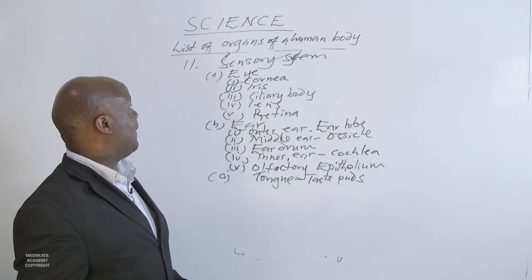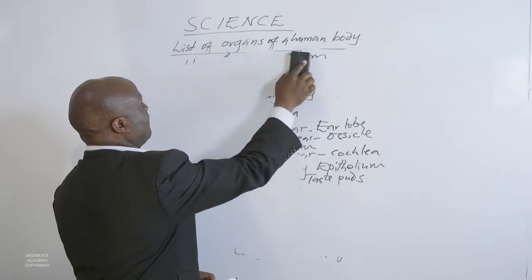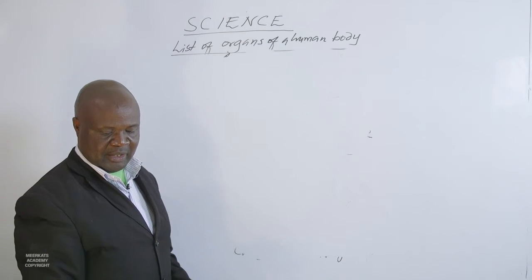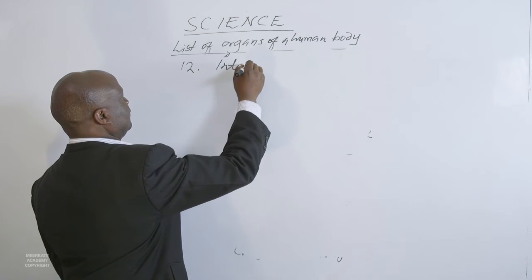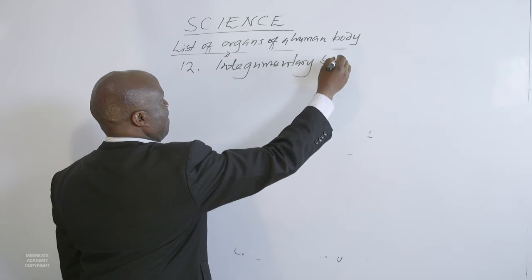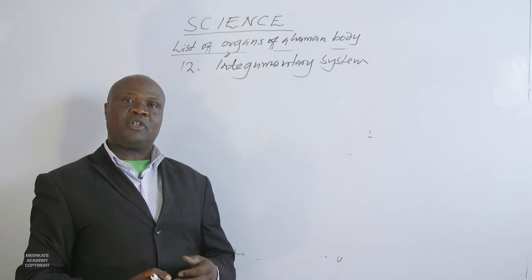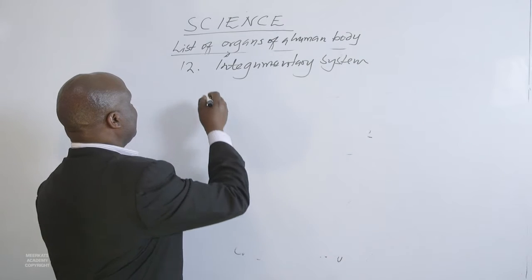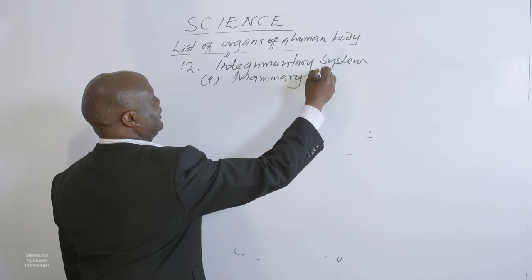The last body system we can mention is number 12, the integumentary system. The integumentary system has the following important organs. One is the mammary glands. One of the glands, the mammary glands. We have the mammary glands.